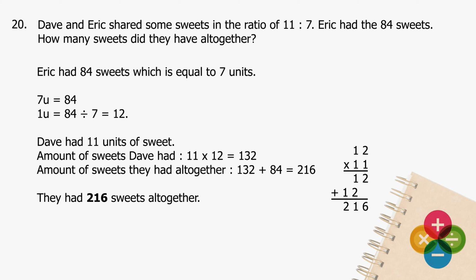Eric had 7 units of sweets. 7 units is equal to 84. 1 unit will be, divide 84 by 7, and the quotient is 12. Dave had 11 units of sweets. The amount of sweets Dave had will be, multiply 11 by 12, and the product is 132. The amount of sweets they had altogether will be, add 132 to 84, and the sum is 216. They had 216 sweets altogether.